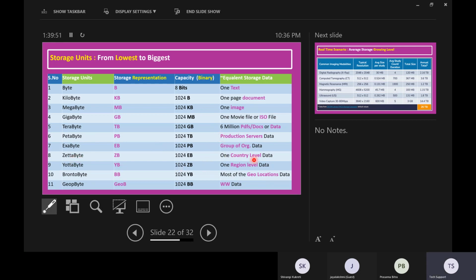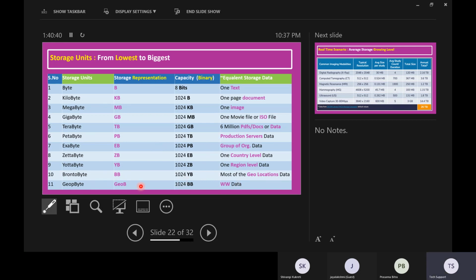And zettabyte means one country level data, and yottabyte is like one regional level data, and brontobyte is a huge size, equivalent to 1024 yottabytes. Most of the geolocations, meaning geographical locations data, like APAC region data, European, North America, South America, all the regions combined, its equivalent data is like 1024 brontobytes. And geobyte is equivalent to 1024. At present, as per internet and storage vendors' documentation, the maximum storage unit available is up to the geobyte only. If you combine the worldwide data, it's equivalent to geobytes only.